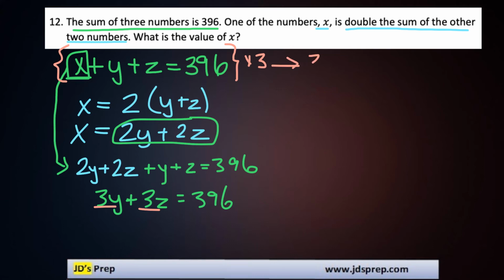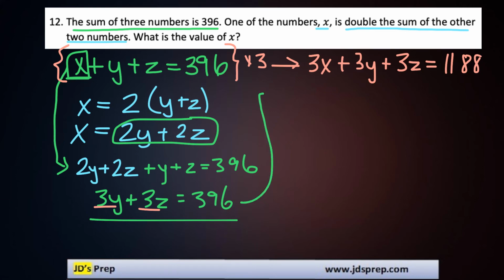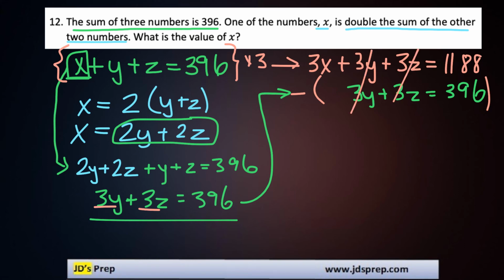So if I multiply everything by 3, we would now have 3x plus 3y plus 3z equals 1,188. Now if I rewrite this equation below it, it would be 3y plus 3z equals 396. Now if I were to use the elimination method by subtracting this green equation from the red one, then those would both cancel out. See, now we will have an equation with only one variable, and we can easily solve for x. So then if we subtract 1188 minus 396, we get 792.